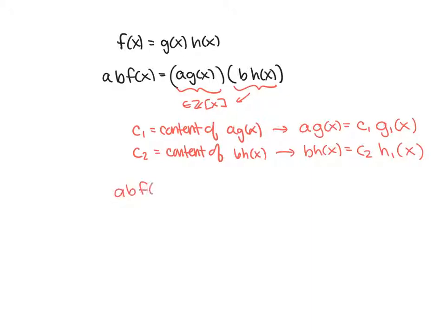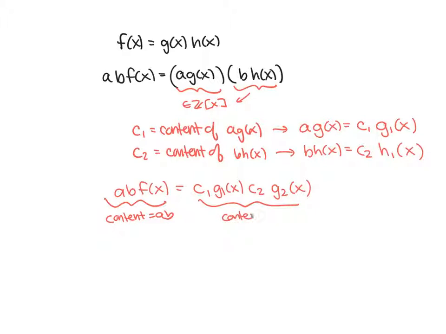So we have AB times F is equal to C1 G1 times C2 H1, where on this side, since F is primitive, when we multiply by AB, that becomes our content. And here, since G1 and H1 are primitive, the content is C1 C2. But since they're equal, AB must equal C1 C2, and so we can cancel those out, and we get f of x equals G1 x H1 x.